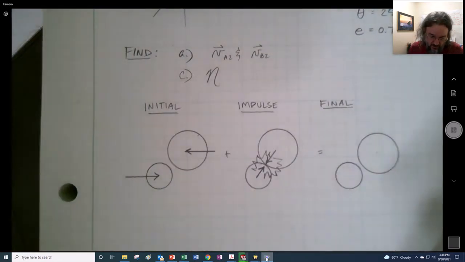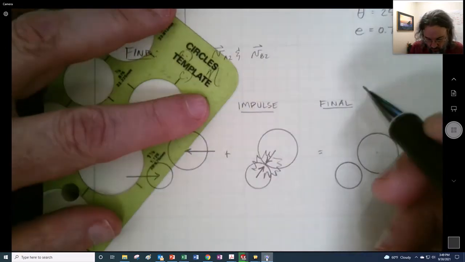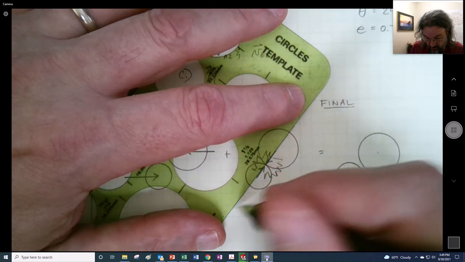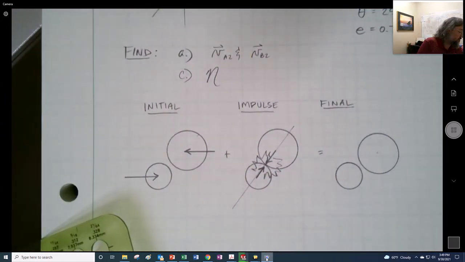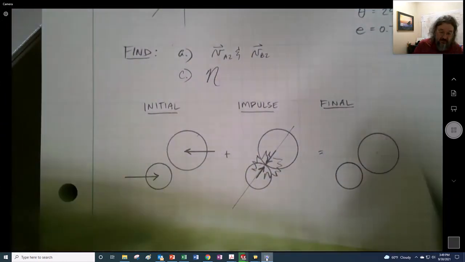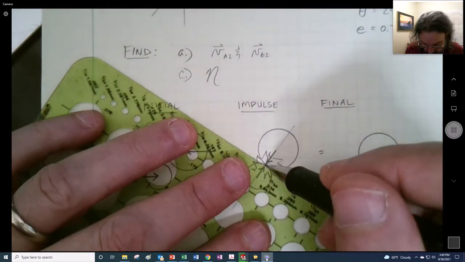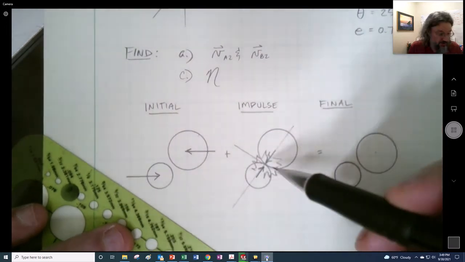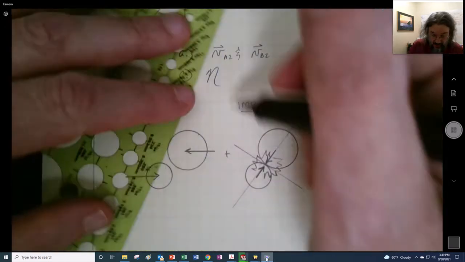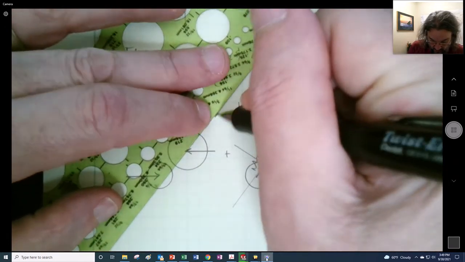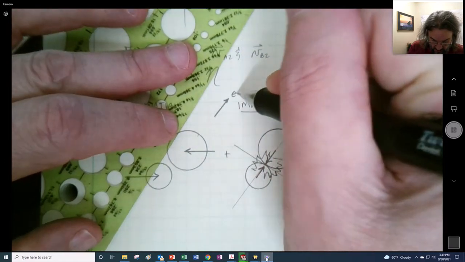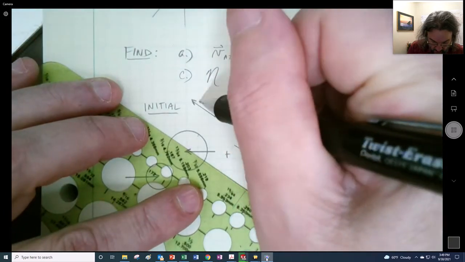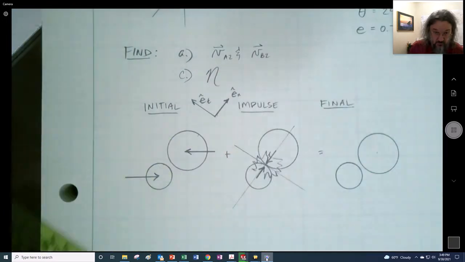Then a good idea is to establish a coordinate system like this right here, and I'm going to double check my coordinate system. So this is the normal and this is the tangential. What did I decide to make normal? I'm going to put the coordinate system over here: this is normal, e_n, and this is tangential, e_t. Okay?